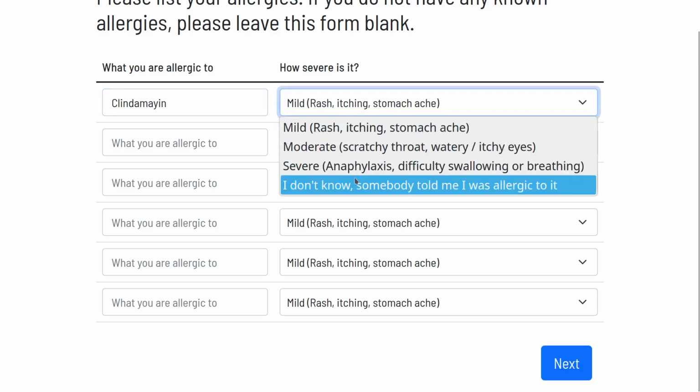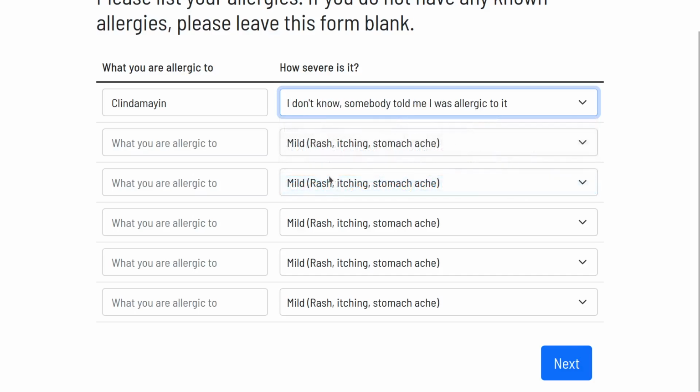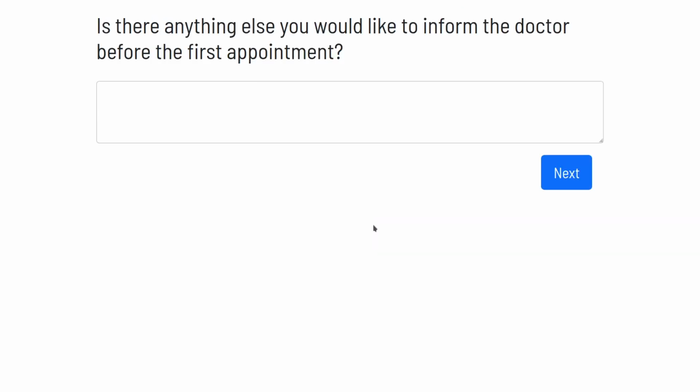And it can actually say, like, I don't know, because it's actually a very common response when you ask them. It's like, okay, what kind of reaction do you get? And they said, yeah, just my mom told me I'm allergic to penicillin. I don't know. So, and then this is a nice free form because sometimes the patient wants to say something about themselves before they actually see the doctor.